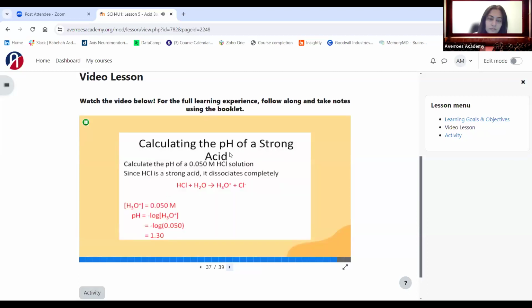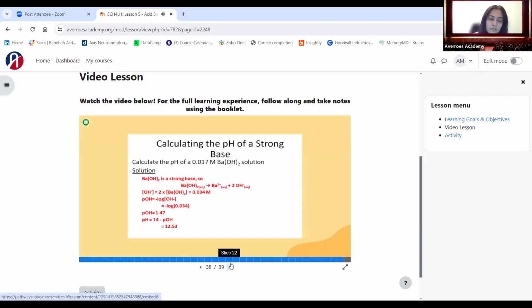So some more examples, calculating the pH of a strong acid. Calculate the pH of a 0.050 molar HCl solution. Since HCl is a strong acid, we're going to assume it dissociates completely, 100%, right? So the concentration of H3O plus is equal to 0.050 molar, a 1:1 ratio. And we use our formula pH equals negative log concentration of H3O plus. Plug that value in, 0.050, and we get a pH of 1.3.